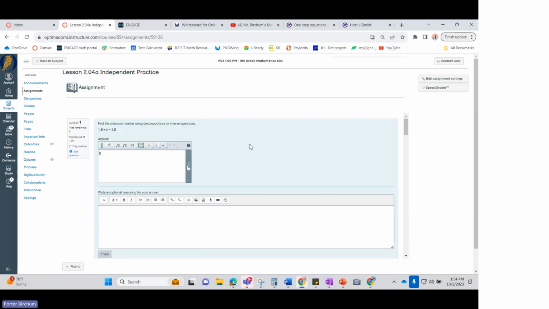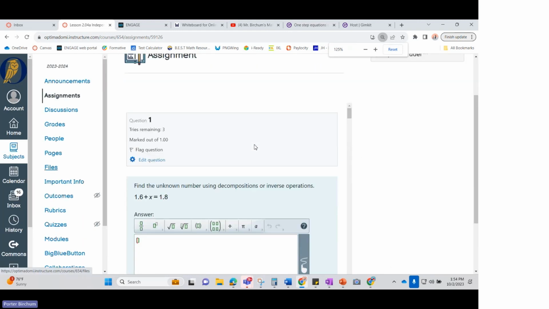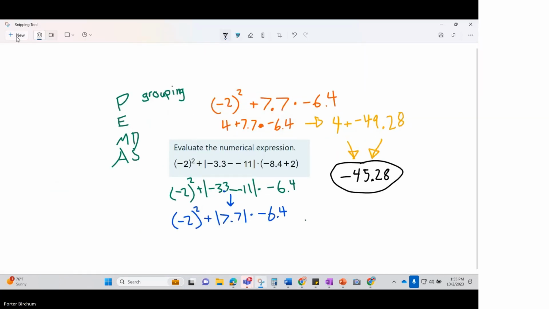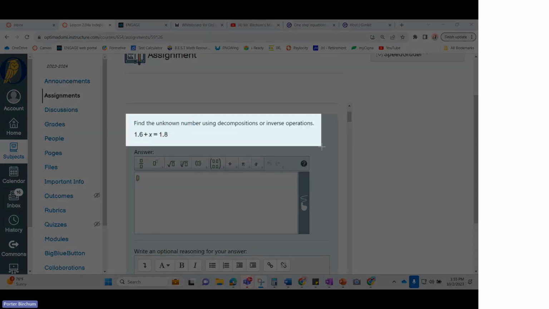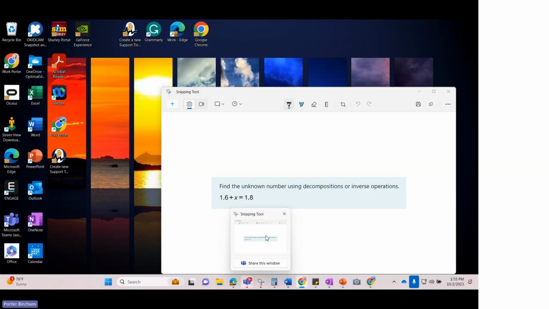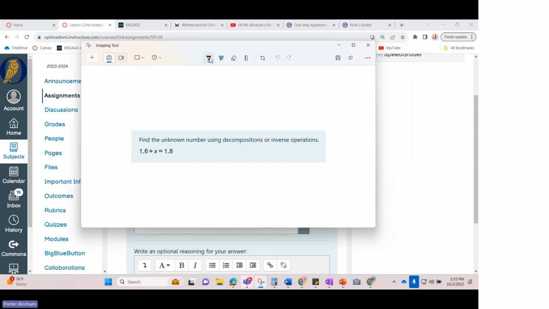I'm going to zoom in a bit. Okay, let's do this first question. Find the unknown number using decompositions or inverse operations. I'm going to first use inverse operations.